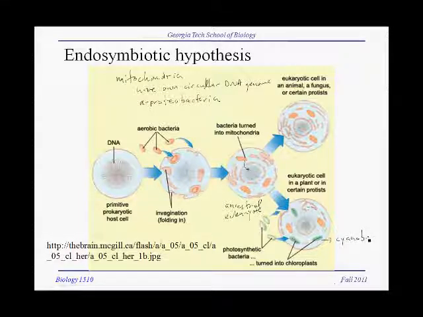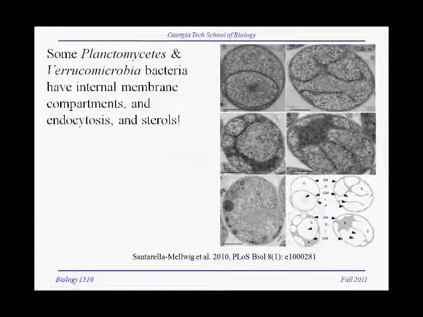Now, eukaryotes have internal membranes, they have cytoskeletons, and they have the nucleus, which are not present in prokaryotes. How do these complex structures evolve? As people have looked into the diversity of bacteria, scientists have found that some groups of bacteria actually have some of these eukaryotic features.